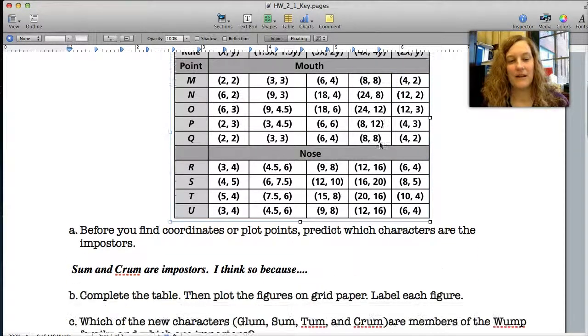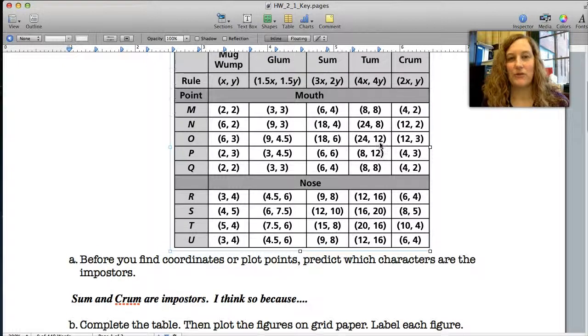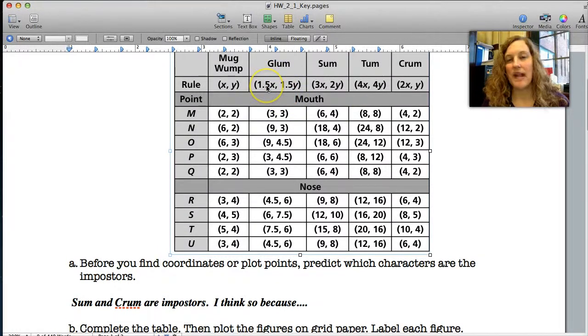Okay. Now you can complete the table. So there's what your coordinates should look like. If you have 1.5x and 1.5y, then you just take all your values, you multiply by 1.5. So glum goes to 3, 3, 9, 3, 9, 4.5, 3, 4.5, 3, 3. And then down here, 4.5, 6, 6, 7.5, 7.5, 6, 4.5, 6. Sum goes to 6, 4, 18, 4, 18, 6, 6, 6, 6, 4, and so on.